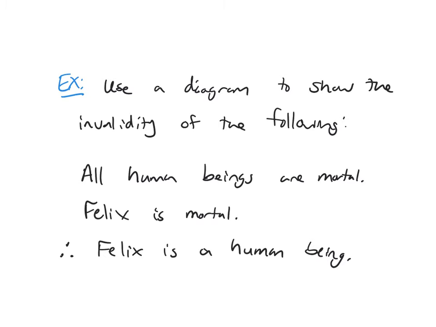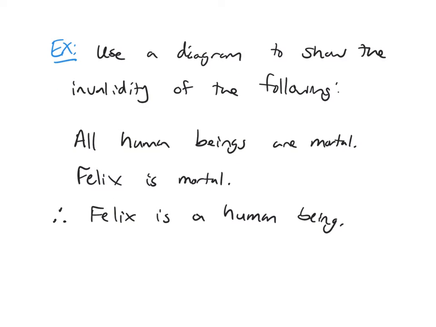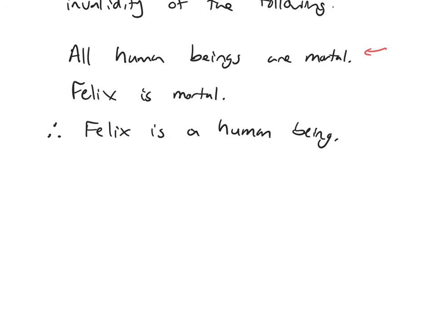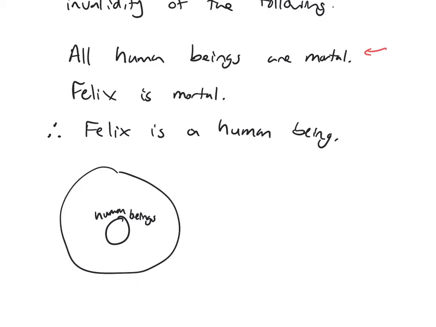So in the end, it tells us we should be showing that this is invalid. And now let's use diagrams to do that. So I'm going to take my first premise. All human beings are mortal, and we know what that picture looks like. If I have a circle inside for human beings, and then on the outside circle, I have mortals. So that's our first premise.